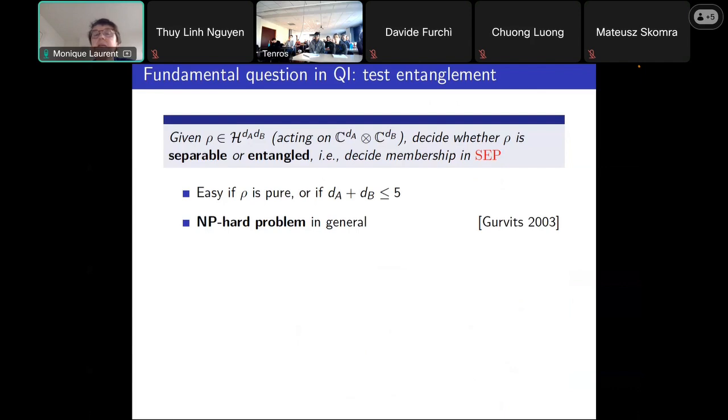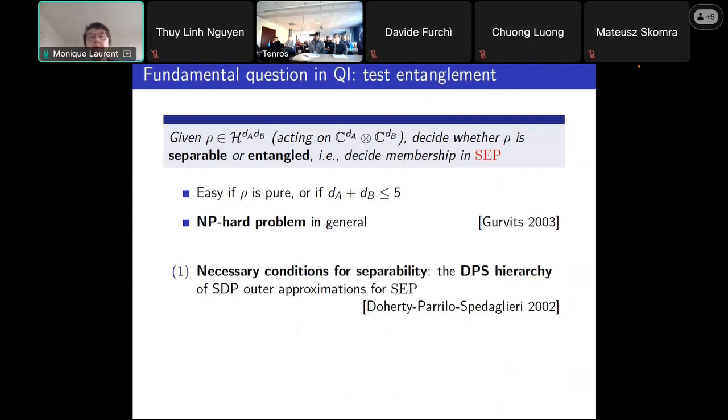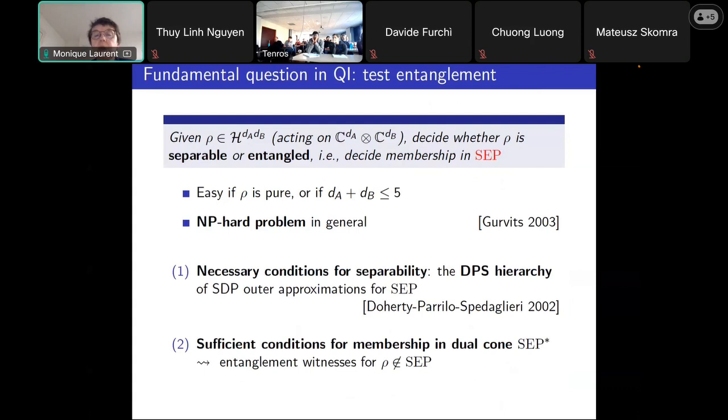So we need some sufficient conditions, some conditions to test whether a state is separable. And for this, we have the so-called DPS hierarchy, which was introduced by Doherty, Parrilo, and Spedalieri. So we are going to see this hierarchy, which gives an outer approximation for the set SEP. And on the dual side, this corresponds to having sufficient conditions for membership in the dual cone, which will be sufficient conditions for positivity of a certain Hermitian polynomial. And this is interesting because this yields entanglement witnesses for when the state is not separable.